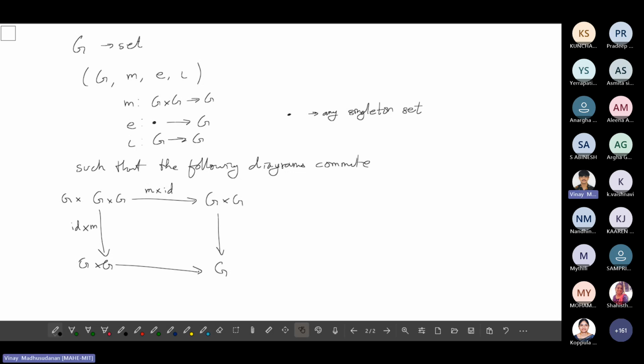This is the function M cross ID. I'll say what that means. ID is the identity function. This is ID cross M. Again, ID is the identity function on G, ID on the set G. Okay, not the identity element, the identity function on G. I mean, this is defined on any set, right? Anyway, just for the sake of completeness, I give the definition.